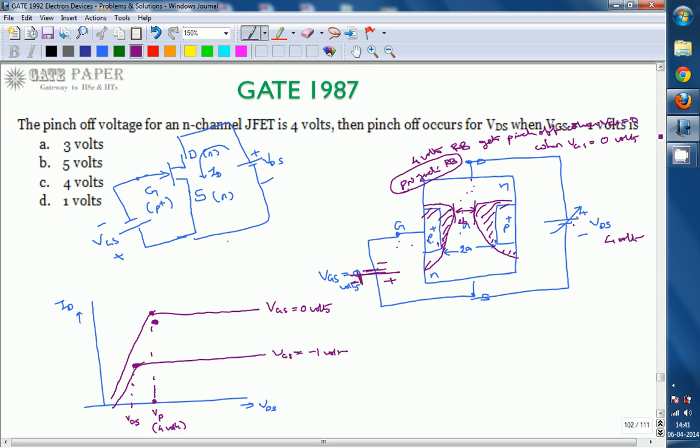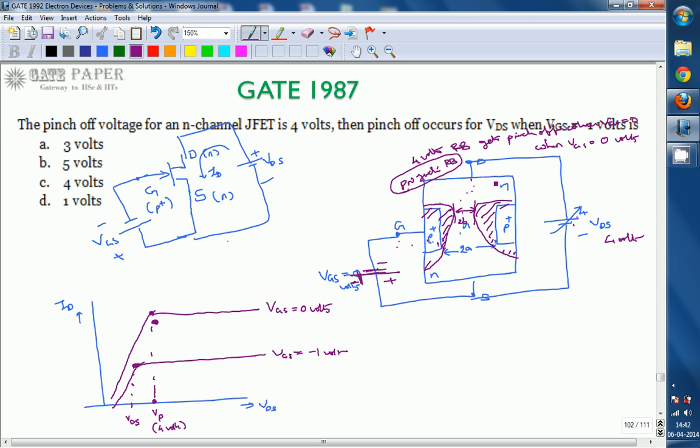Now if VGS is equal to minus 1 volt, whenever you apply minus 1 volt, you are applying a reverse bias for the same junction. Gate is connected to minus 1 volt, drain is connected to 0 volts; let us assume you are not applying any drain voltage. For that junction you have already applied 1 volt reverse bias. To get the pinch off condition we require 4 volts reverse bias, but 1 volt is already applied.